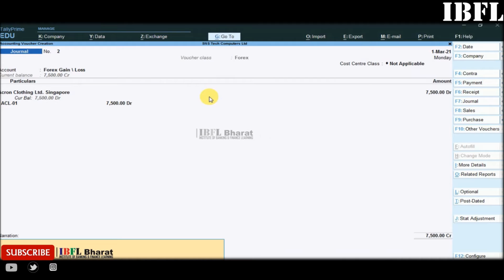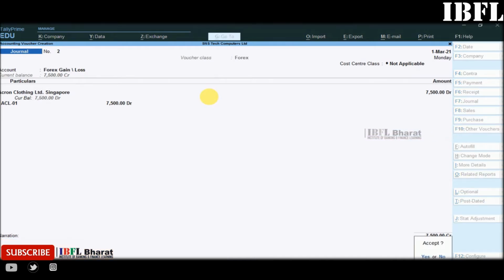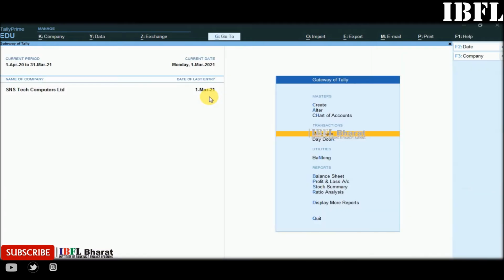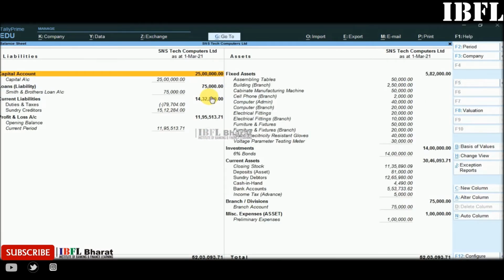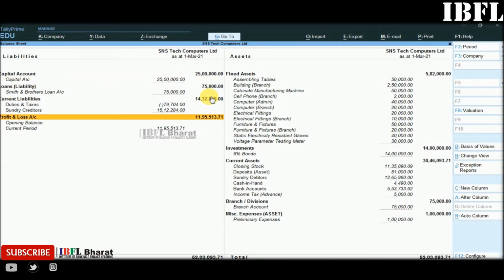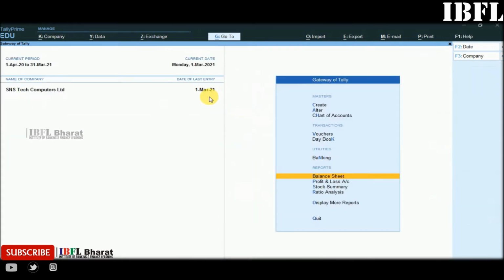This is very important thing. Whenever you will be working in any export house, in any company in which there is exporting or importing, we have to need various entries like this, and we are accepting this. Now again I want to show you the balance sheet, and for what we have done this entry, there is no unadjusted forex gain or loss showing here, so means it is being done.